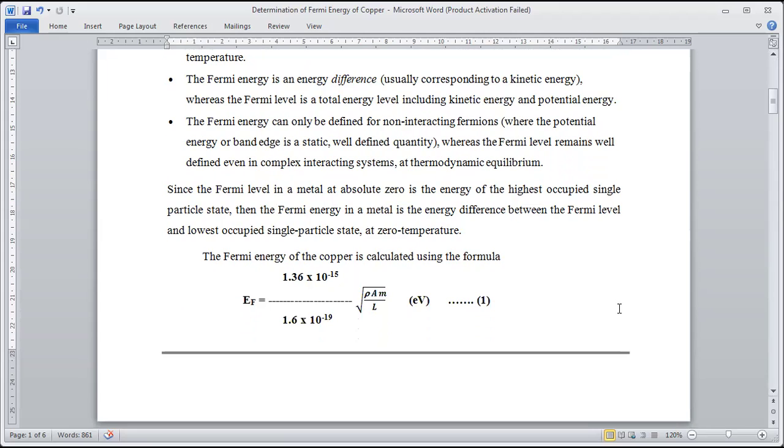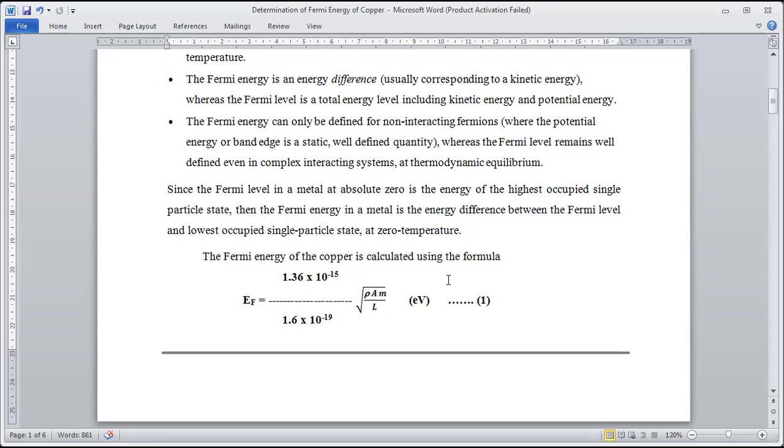Since the Fermi level in a metal at absolute zero is the energy of the highest occupied single particle state, the Fermi energy in a metal is the energy difference between the Fermi level and the lowest occupied single particle state at zero temperature. That means below the Fermi level, one more level will be there. The lowest occupied single particle state is the bottommost level in the valence band. So the energy between this level and the Fermi level gives the Fermi energy.